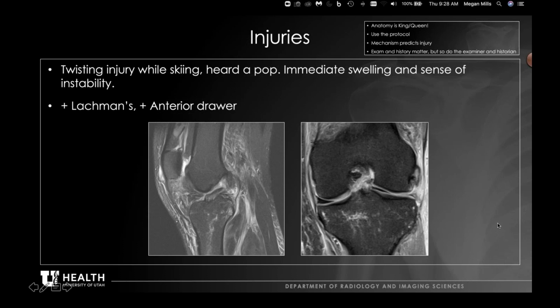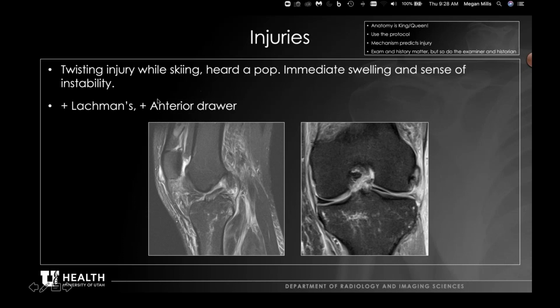Okay, so let's talk about injury. If I give you a history that this patient had a twisting injury while skiing, they heard a pop, they had immediate swelling and a sense of instability, you already have in your head a suspicion of what may be going on, right? I think we've all probably heard this history before.